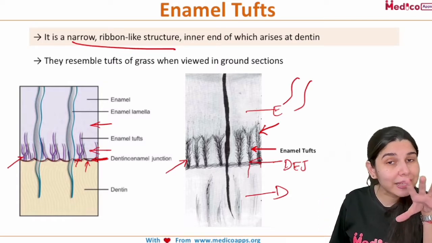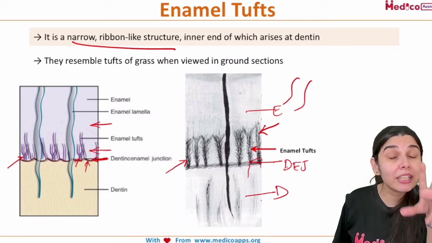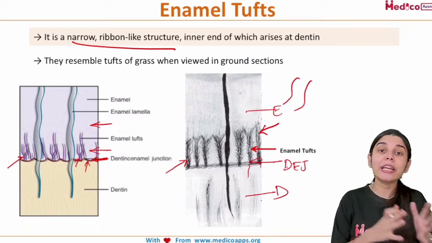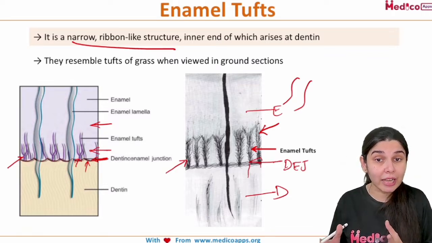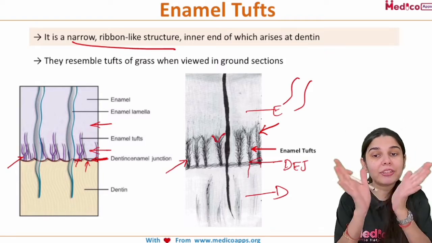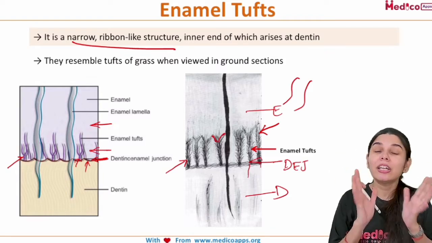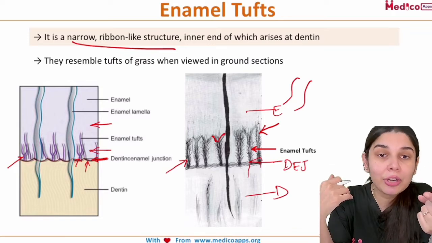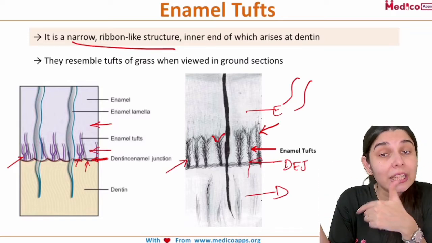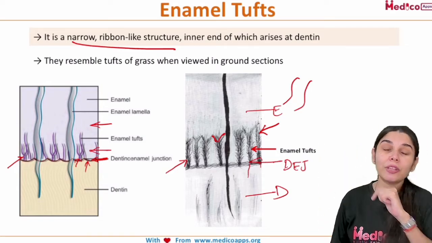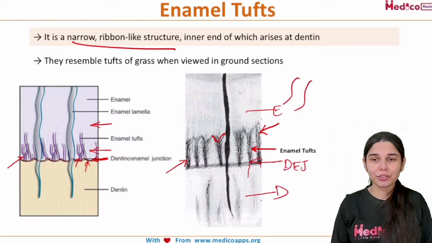Now, this is basically resembling when we see the ground section. Okay, so when we see a ground section, they resemble the tufts of grass. Why? Because they have three ends, so they resemble a tuft of grass. So how will you define enamel tuft? It's a narrow ribbon-like structure where the inner end arises at the dentin and they resemble the tufts of the grass when viewed in the ground section.